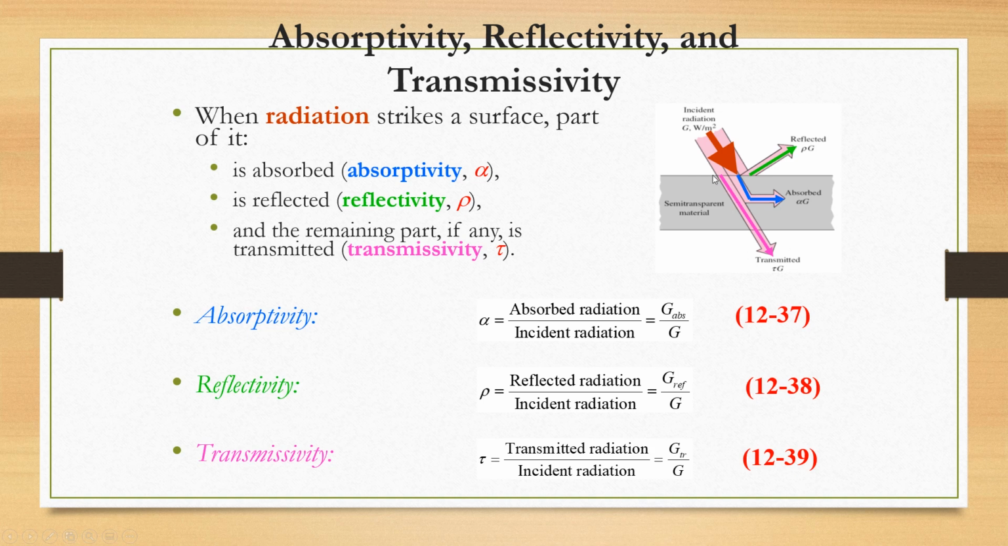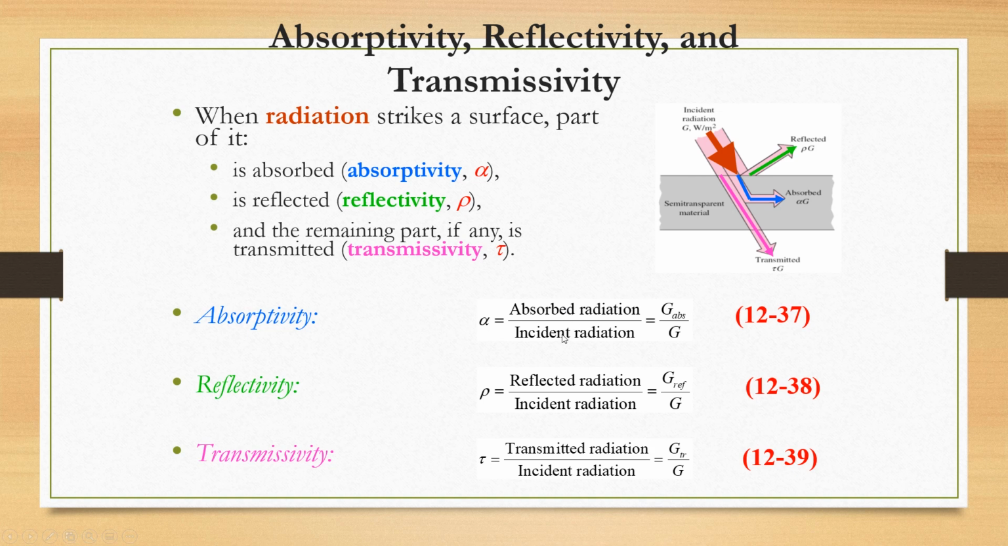For a semi-transparent material, when the incident rays strike this surface, some of the rays will be reflected, some will be absorbed, and some will be transmitted, and all of this will be calculated by using this equation.